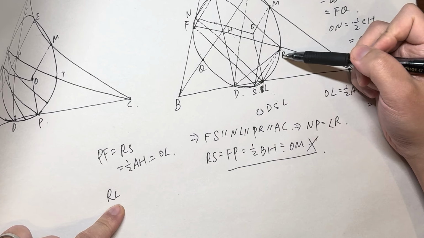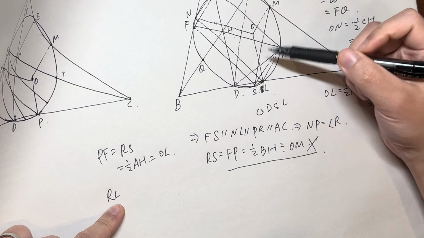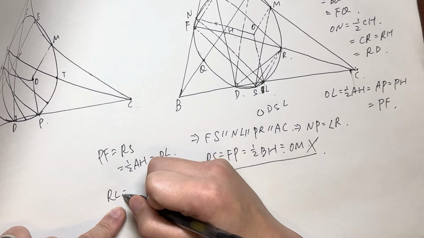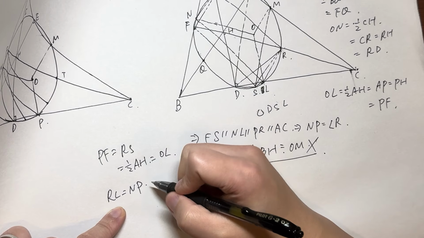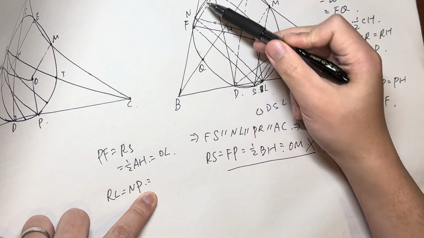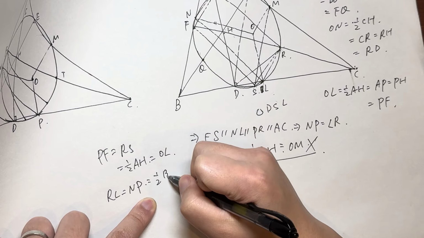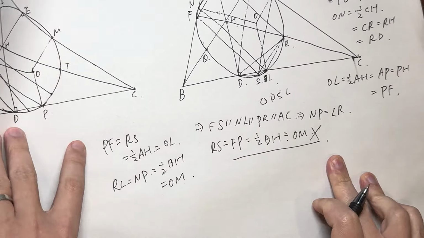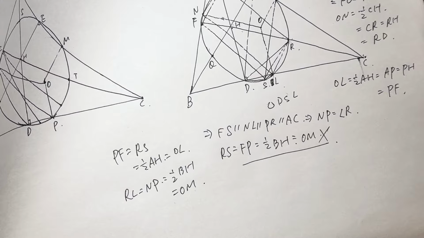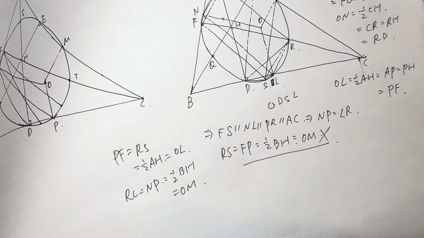So RL equals NP, right, and NP equals half of BH equals OM. Oh, it's here. Now we just prove it. Right.